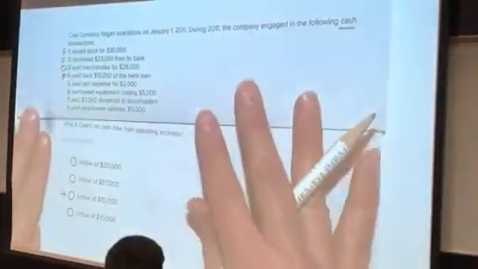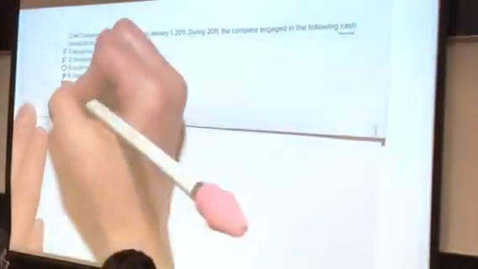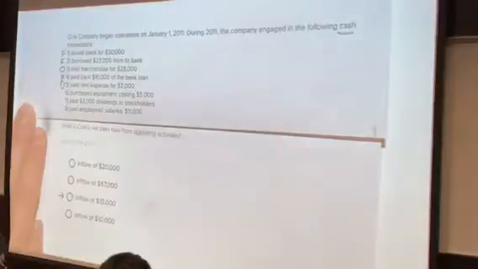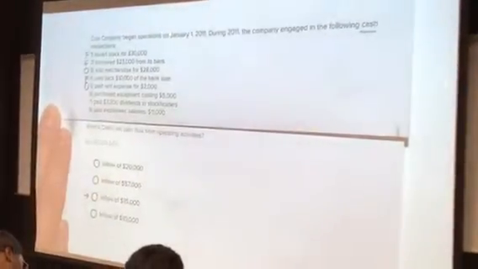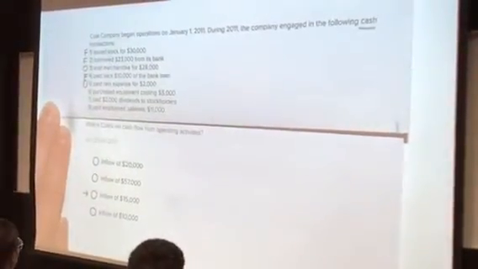Okay. Then paid rent expense. Operating, because you heard what word? Expense. Expenses and revenues, transactions related to expenses and revenues, those are operating. Purchased equipment costing $5,000. Investing, because it was a purchase of a long-term asset, so that is an investing activity.